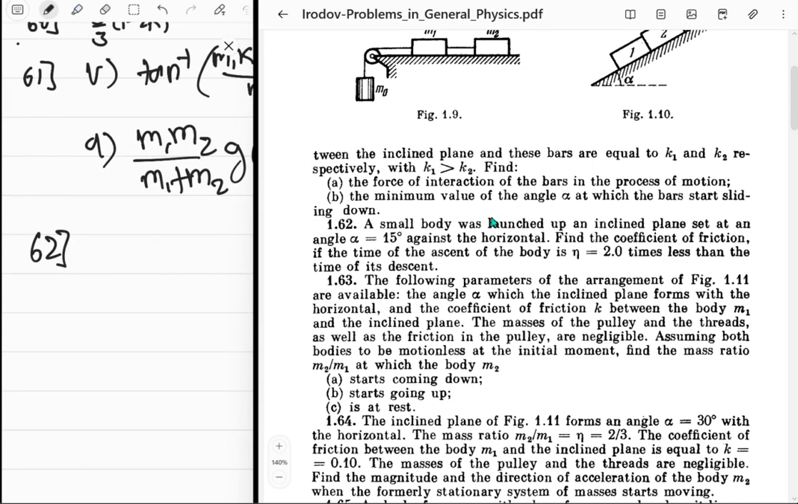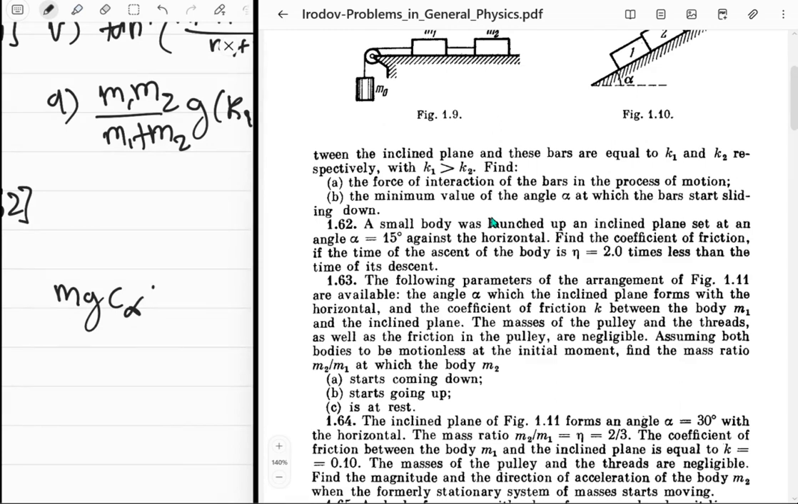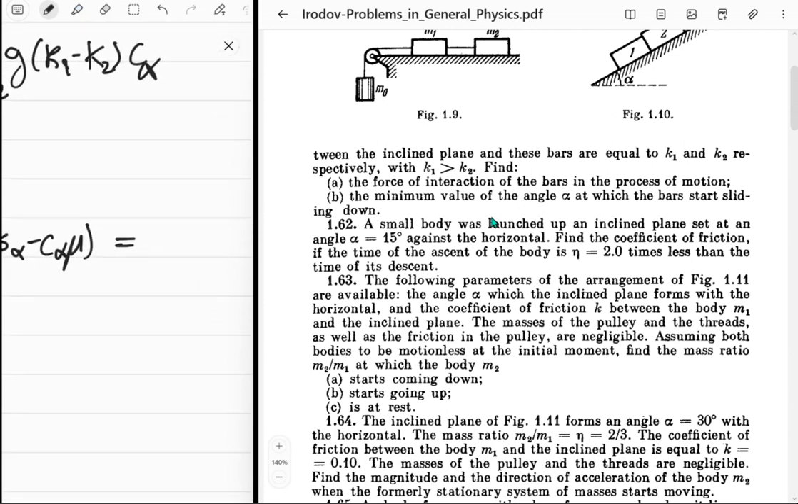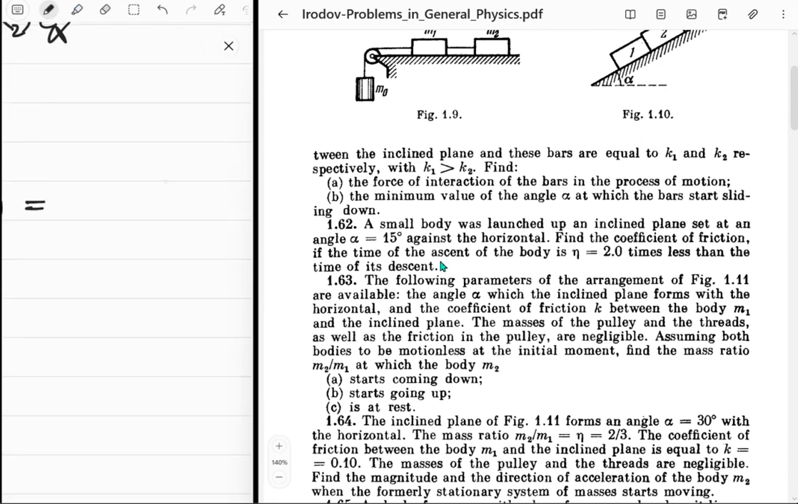Right. So it's just going to be mg cosine alpha times, I'm just going to use mu for the coefficient of friction, right? This will be your friction. And then, while it's moving up, it's just mg into sine alpha minus cosine alpha times mu. That is the force, so the acceleration is going to be this thing. So I should say deceleration, right? So this is equal to, and they look at the time of descent and ascent. Cool. So for time of ascent, call this thing, I don't know, dA.